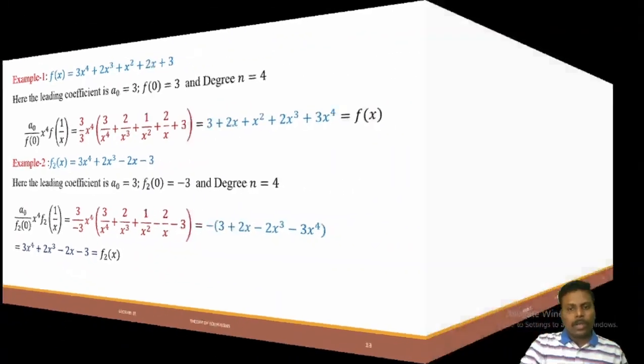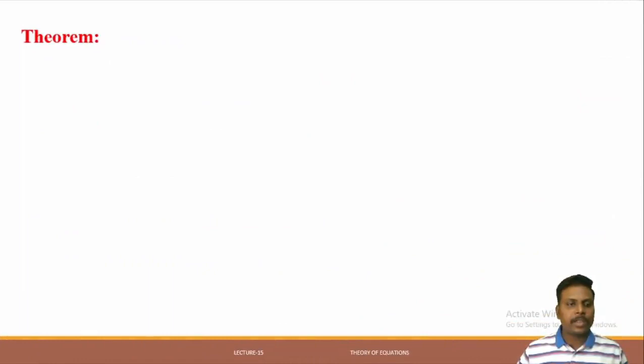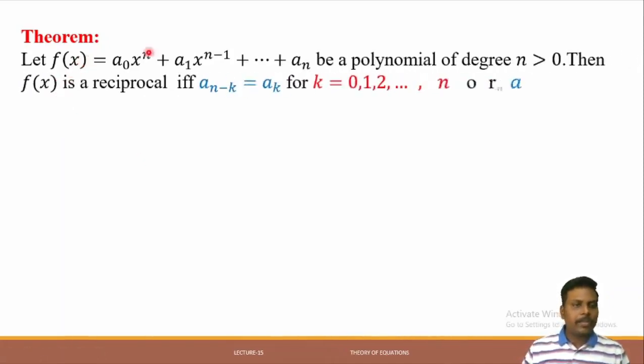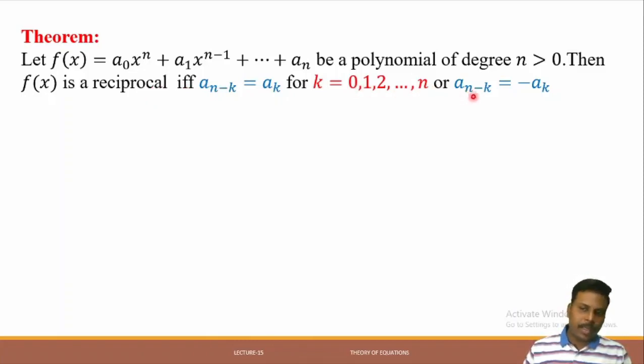Okay. Now let me discuss a theorem which really helps us in identifying a reciprocal polynomial as well as a reciprocal equation. Here is the statement of the theorem. Let f of x is equal to a naught x power n plus a1 x to the power n minus 1 and so on up to an be a polynomial of degree n greater than 0, then f of x is a reciprocal polynomial if and only if a n minus k is equal to a k for k equal to 0, 1, 2, 3 and so on up to n, or a n minus k is equal to minus a k. That means this theorem precisely tells, if you want to identify whether a given polynomial is a reciprocal polynomial or not, you have to verify whether a n minus k is equal to a k or not, and whether a n minus k is equal to minus a k or not.